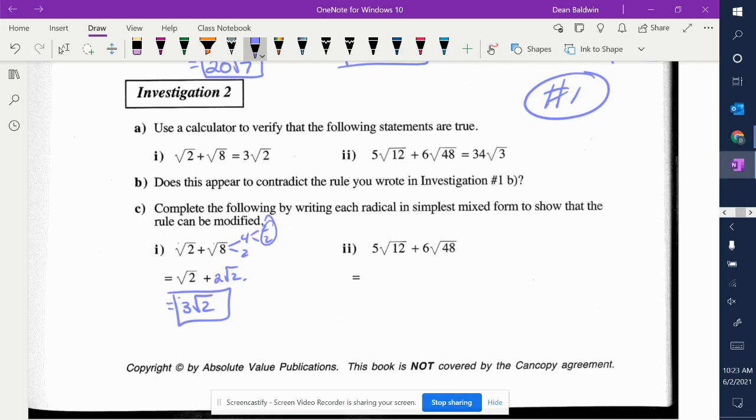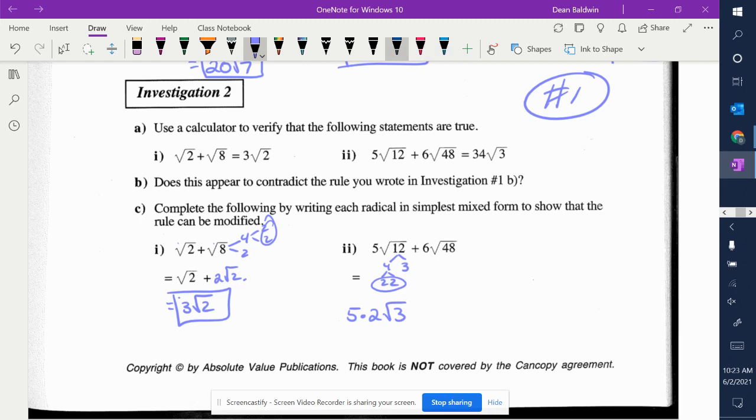So the 12, do 4 and 3, 2 and 2. So I can pull out a pair of 2s. The 5 is still there, times the 2 you pull out, and there's a root 3. And if you can do this in your head, that's totally fine. I'm just going to show every step.